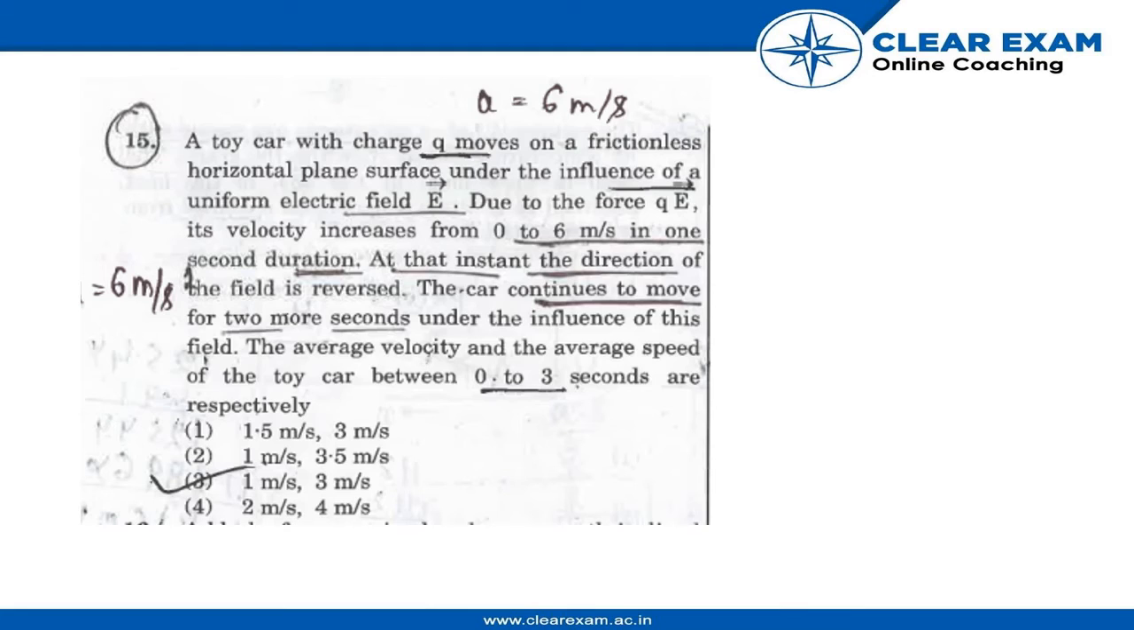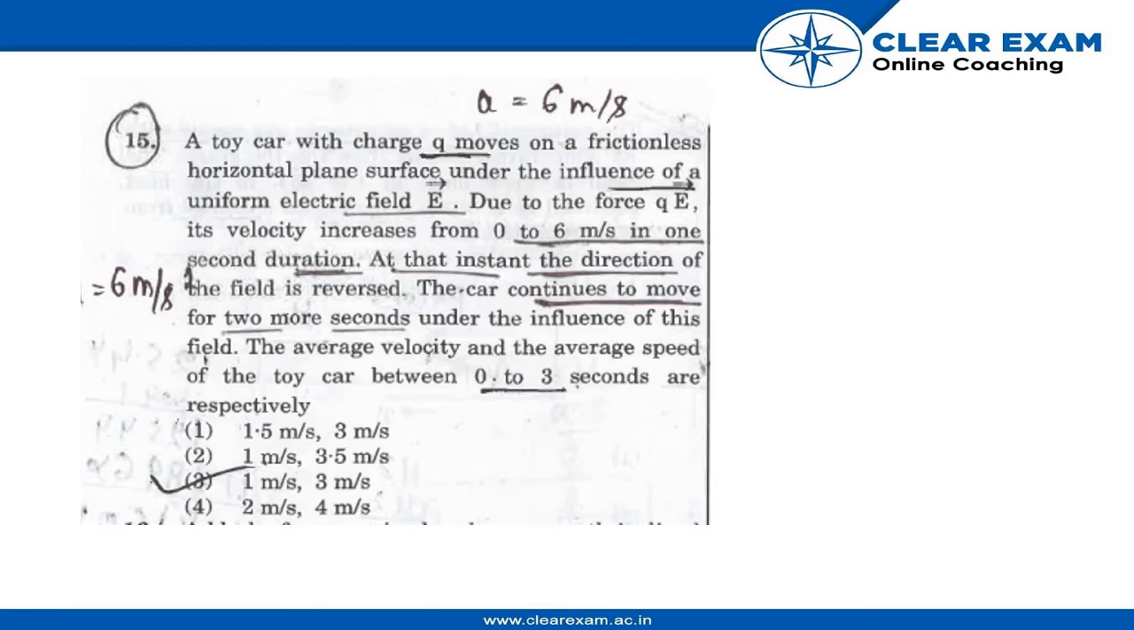We have a toy car with charge Q that moves on a frictionless horizontal plane surface under the influence of a uniform electrical field E. Due to the force QE, its velocity increases from 0 to 6 meters per second in 1 second duration. At that instant, the direction of the field is reversed.